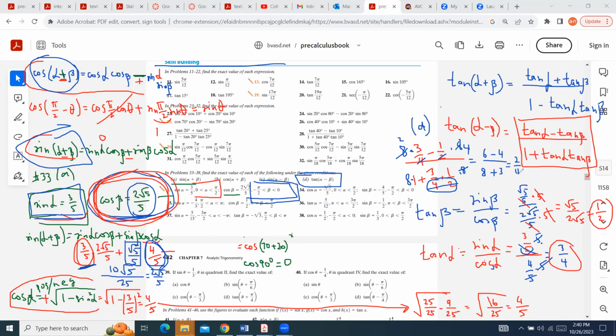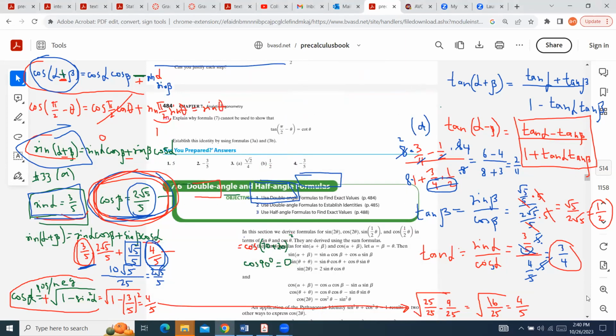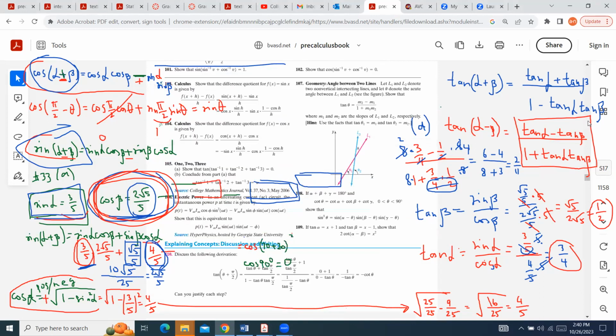So I guess that's pretty much all in here. The next section now deals with double and half angle formulas. So the next section I'm probably going to do in 2 class meetings, because double angles and half angles would be way too much. So anyways, I'm going to stop here.